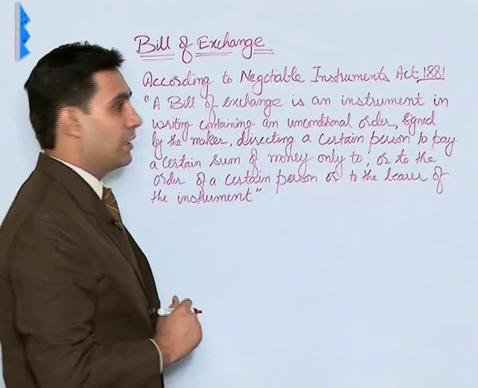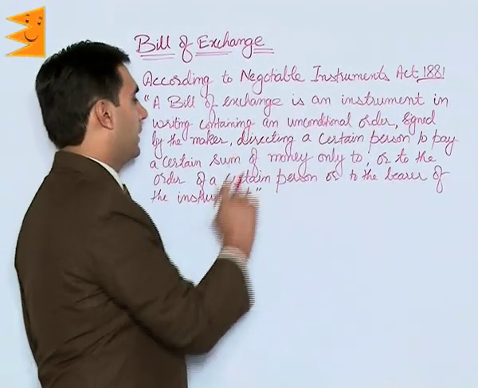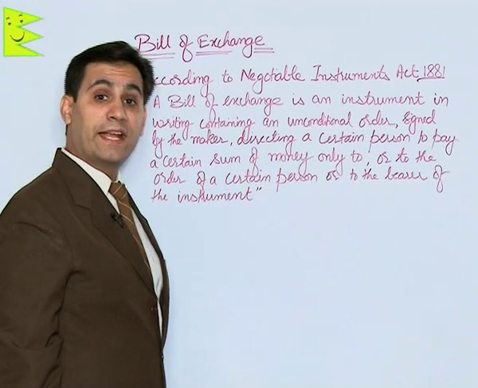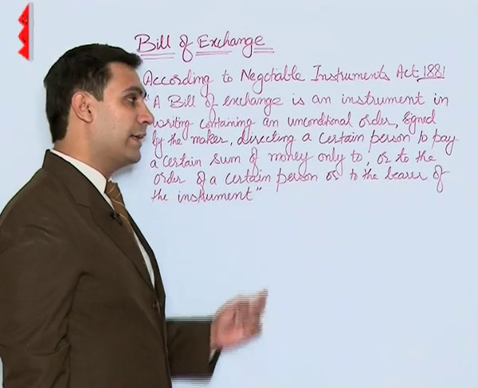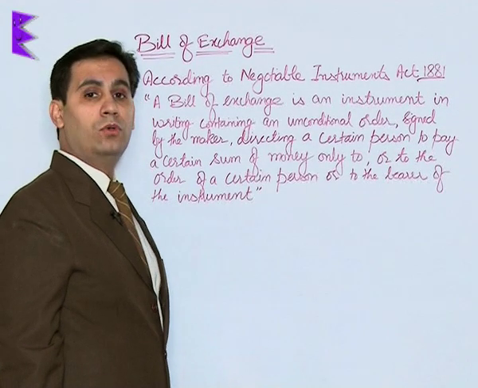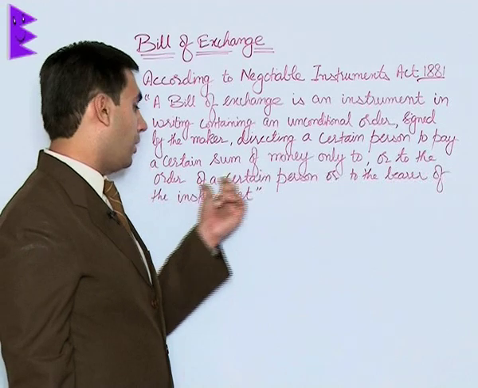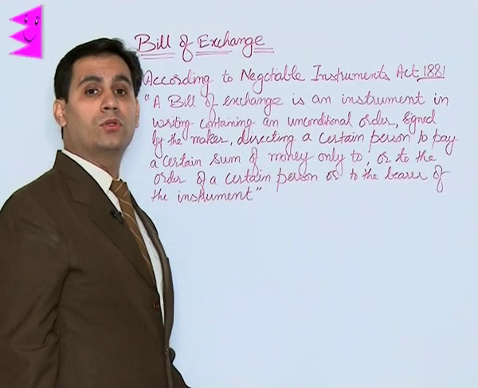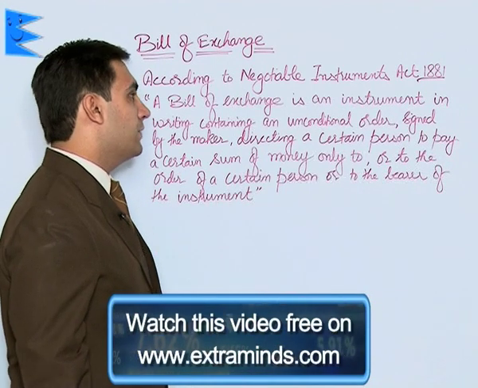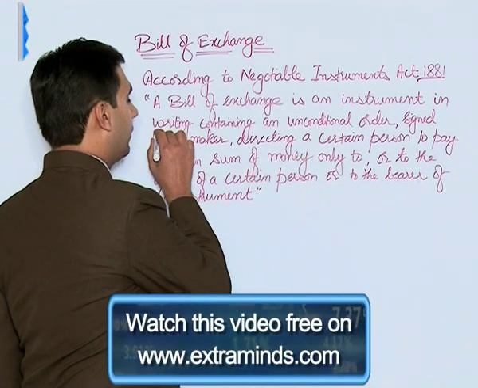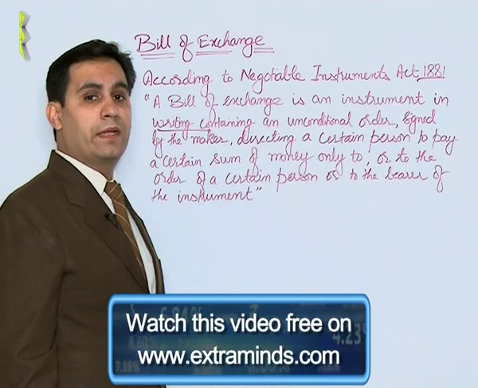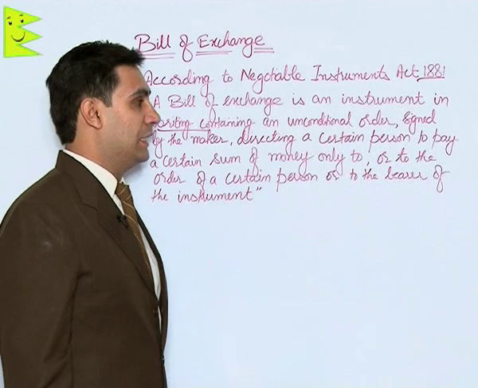This act defines a bill of exchange as an instrument in writing containing an unconditional order signed by the maker directing a certain person to pay a certain sum of money only to, or to the order of, a certain person or to the bearer of the instrument. Now students, it is very clear that it is an instrument in writing. So a bill of exchange has to be in written form. There can be no oral bill of exchange.